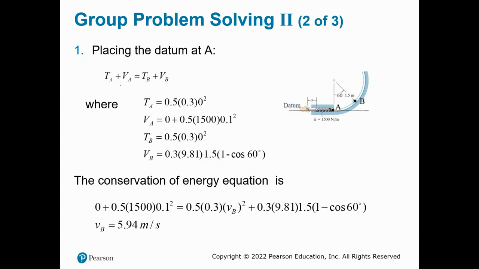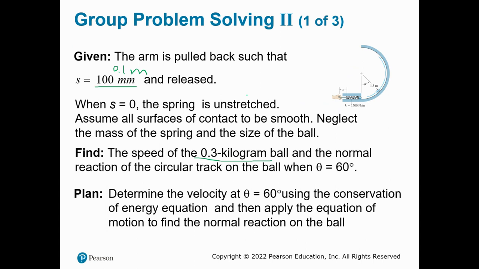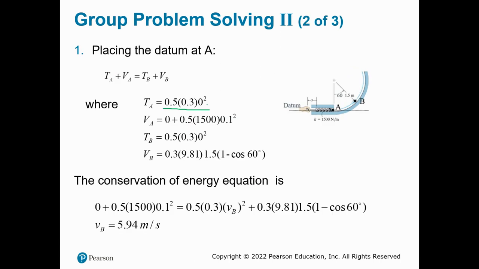We're going to write our principle of conservation of energy equation at locations A and B. At location A, you have 1/2 times 0.3 times 0 squared. That is 1/2 times mass, 0.3 kilograms, the mass of the ball, times velocity squared. At location A, starting at rest, there is no kinetic energy, but I have elastic potential energy.